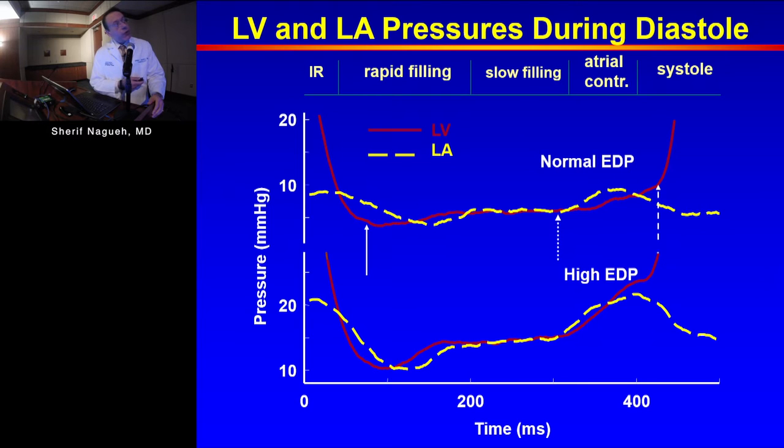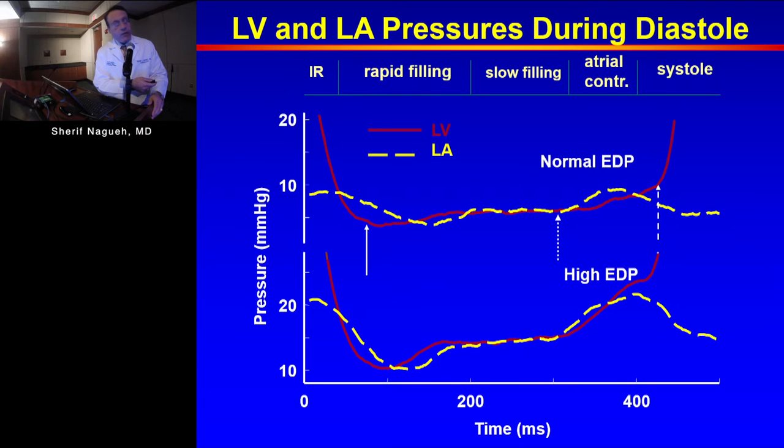At this point, called the crossover point, crossover because at this point the LA pressure is equal to the LV pressure, and now the LA pressure is higher than the LV pressure, there is a positive gradient. Notice that this gradient is small, but is still enough to fill the left ventricle because of these active properties and passive properties of a normal ventricle. And then there is a period of equalization of pressures called diastasis. In normal hearts, as you see here, the two pressures overlap, so there is really no pressure difference.